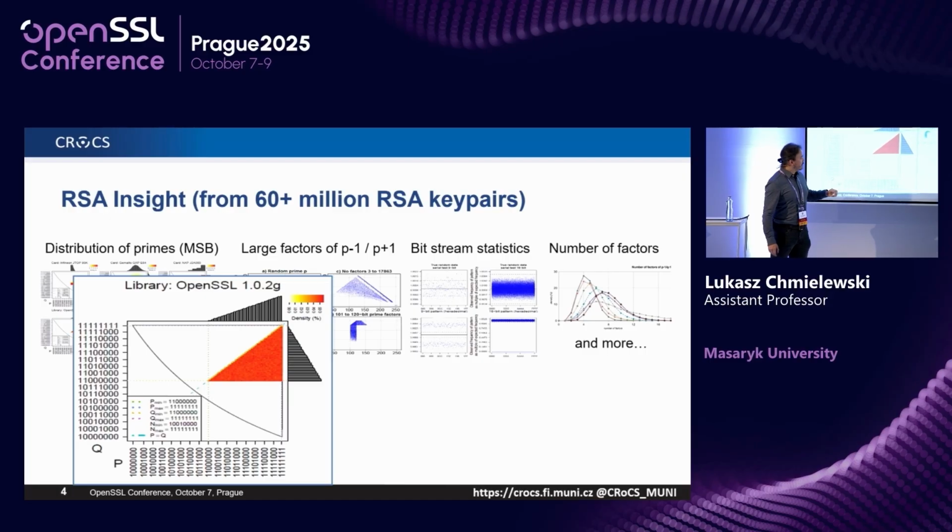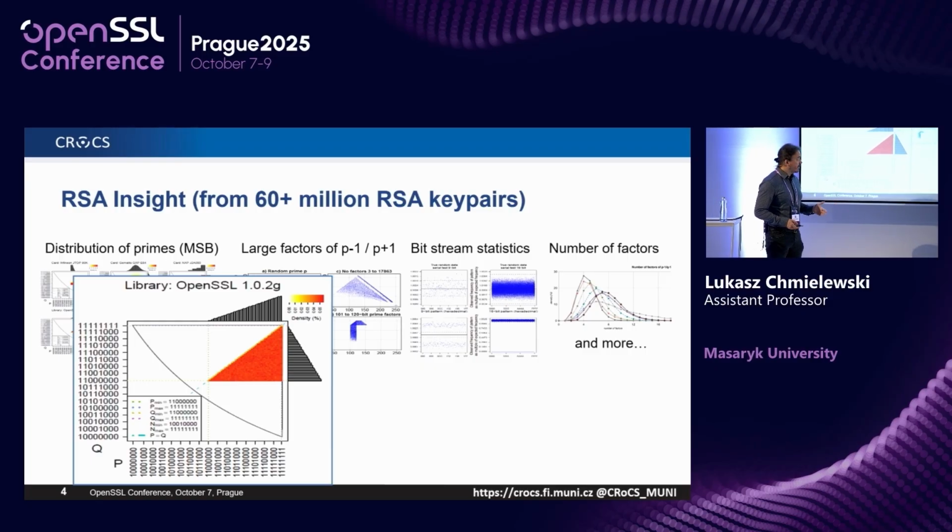Library. So, okay, this is a bit older version, but what you can see is that if on the x-axis you have the most significant byte of P, and the most significant byte of Q is on the y-axis, and you plot it, you can see that if it was completely random, you would expect everything. This is a heat map, so you would expect color everywhere. Here you can see just some sort of triangle.